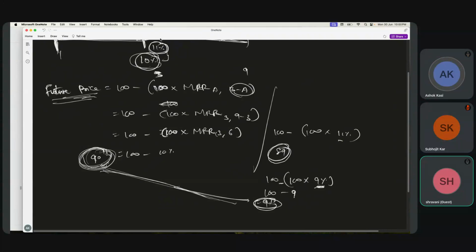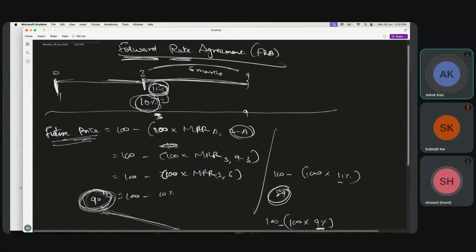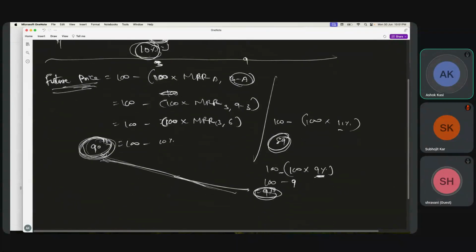Okay, so the interest rate and price are moving in inverse. Inverse relationship. Correct. So in the OTC contract, if the interest rate is going up, you are making profits. Here, if the interest rate is coming down, then you are making profit.